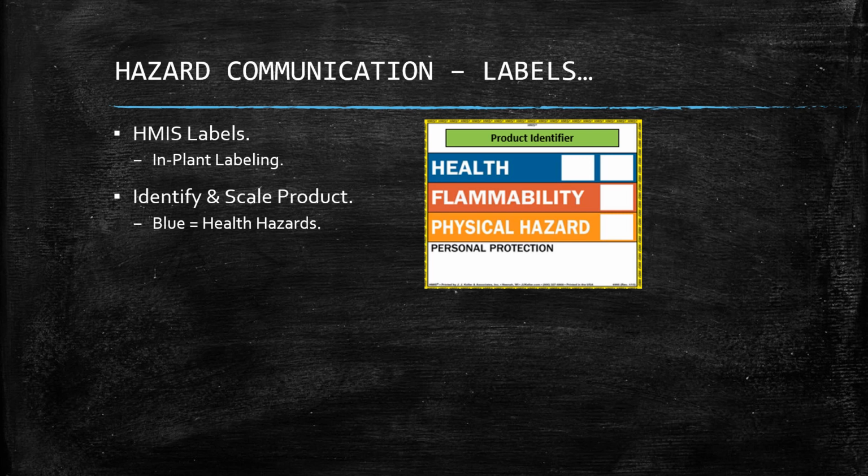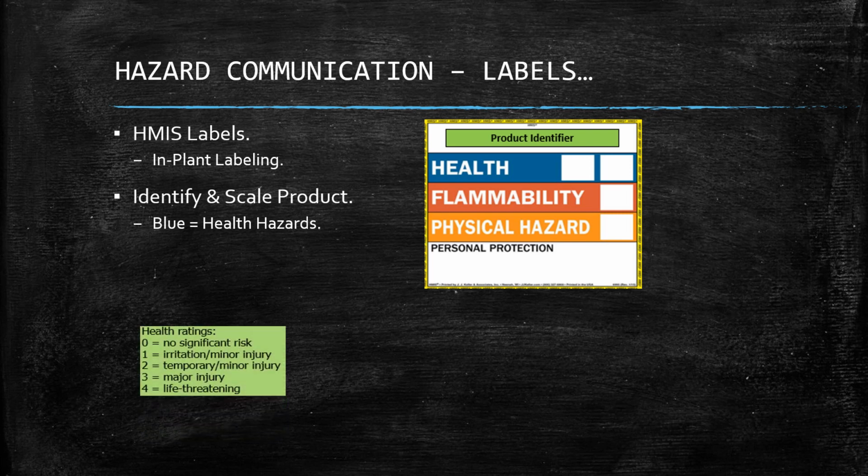The blue bar indicates health hazards. 0 is no significant risk. 1 is possible irritation or minor injury. 2 is temporary or minor injury may occur. 3 is major injury likely without prompt medical attention. And 4 is life-threatening or permanent damage due to single or repeated exposure. Note that there are 2 spaces in the health bar. The second space is used to signify chronic health hazards, which is indicated by the presence of an asterisk and warns of health problems due to long-term exposure.